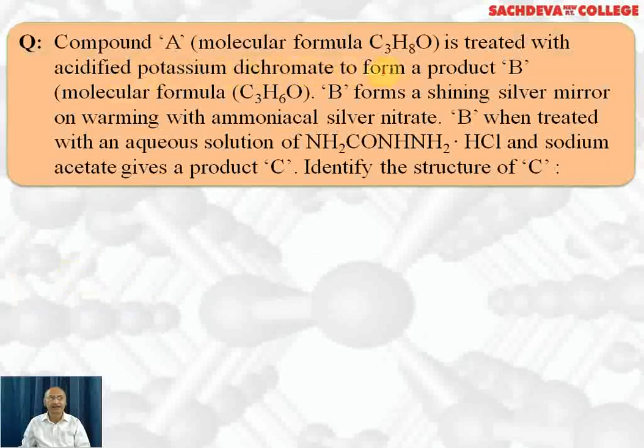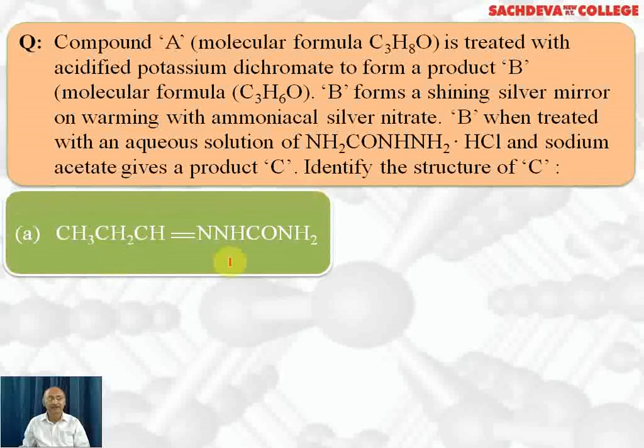Next question: compound A with molecular formula C3H8O is treated with acidified potassium dichromate to form a product B with molecular formula C3H6O. B forms a shiny silver mirror on warming with ammoniacal silver nitrate. It means B is an aldehyde, and if B is an aldehyde, then A should be a primary alcohol. B, when treated with an aqueous solution of semicarbazide hydrochloride and sodium acetate, gives product C, which should be a semicarbazone. Identify the structure of C. Correct answer is A part.